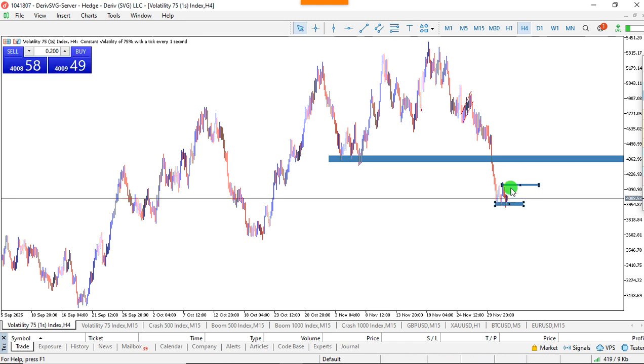Remember, if this zone holds, here is the next target, but you won't be taking any trade inside this zone. The best way is a breakout from this, then the target is here, or if it breaks below this, then the target is here as well.